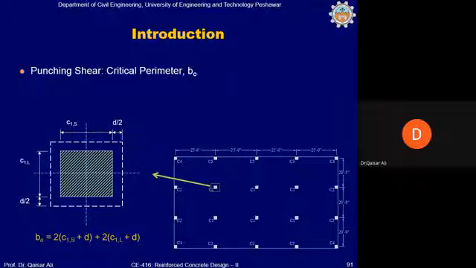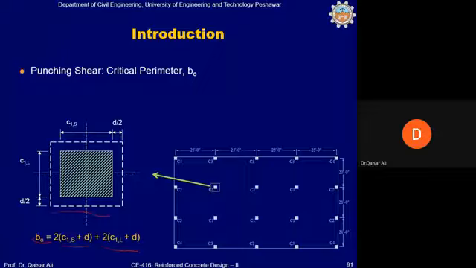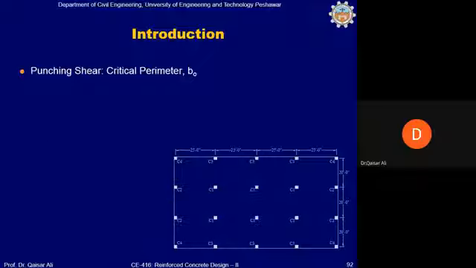How do we deduct this area? First of all, we need to know the dotted line perimeter. The dotted line perimeter is the critical perimeter. This is called the critical shear perimeter b0, and it is the sum of all the sides: 2(C1 + d) plus 2(C2 + d). When this critical shear perimeter is multiplied with the thickness, this will give you that area.